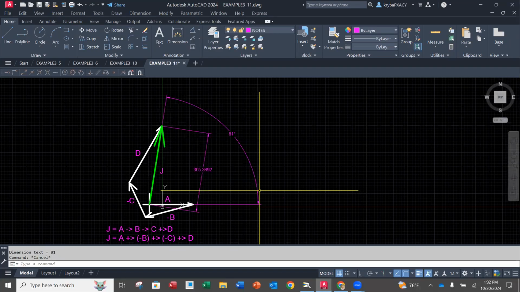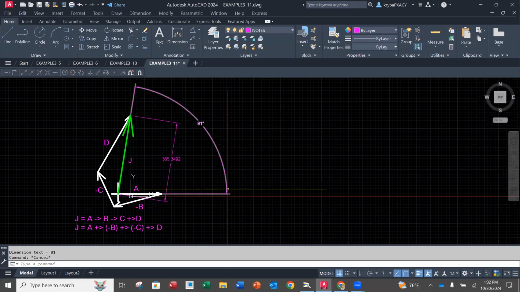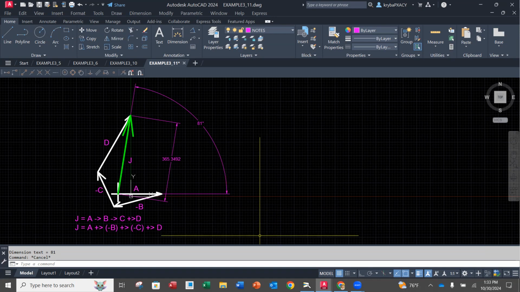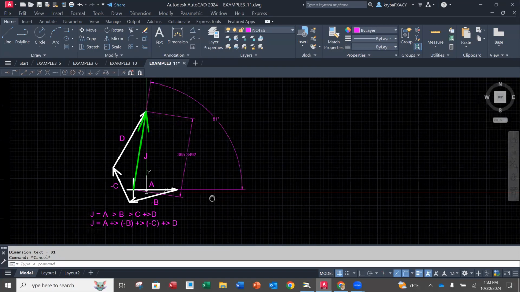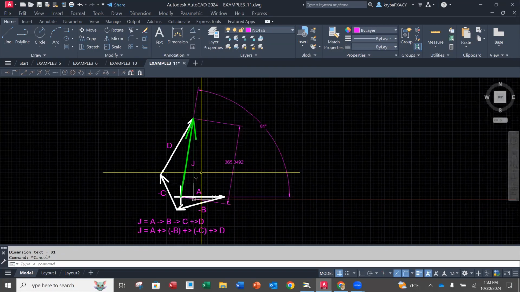If we compare back to what the book has, both the magnitude and the angle, the length and the angle, are matching what the book has as their result on page 57. So now all that you're going to do is this is going to be your screenshot for example 311.